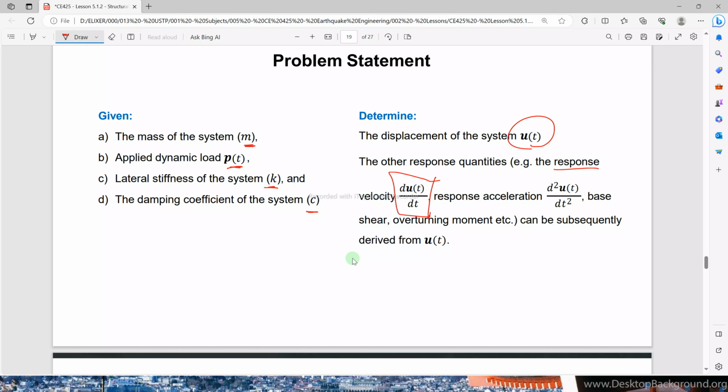The response velocity is the first derivative of the displacement. We also have the response acceleration, which is the second derivative of the displacement of the structure. The base shear, overturning moment, etc. can be subsequently derived from u(t).